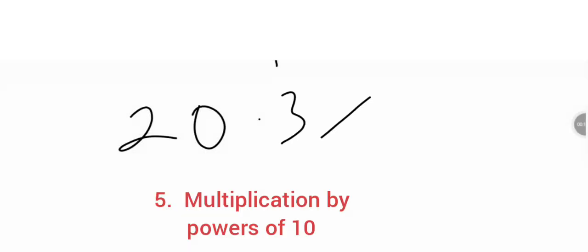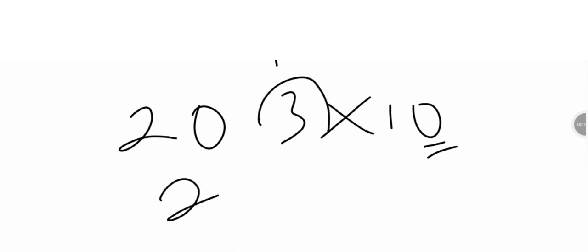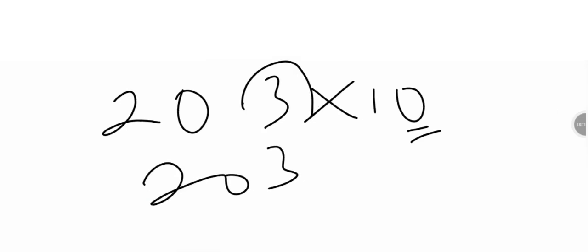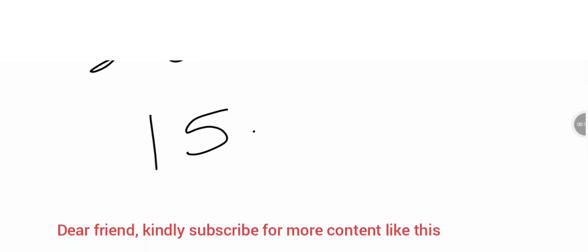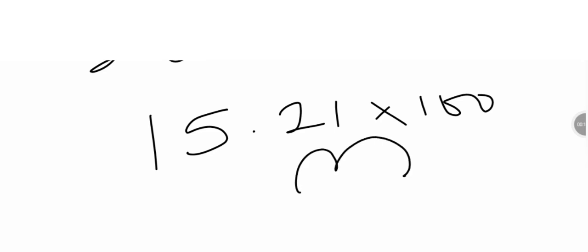0.3. You times it by 10. 10 is a single zero. Just shift the point to this side. That's how it will be 203. Okay. Then if you have something like 15.21, you times it by 1000. So shift the point to the right hand like this. Three times because I'm multiplying by 1000. Shift the point 3 times. 1, 2, 3. That will be 15210 as your answer.